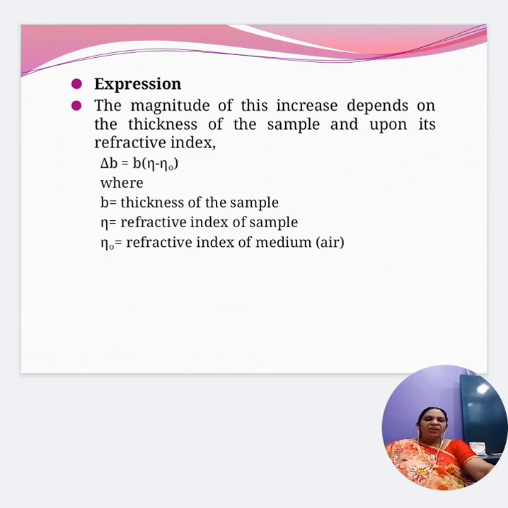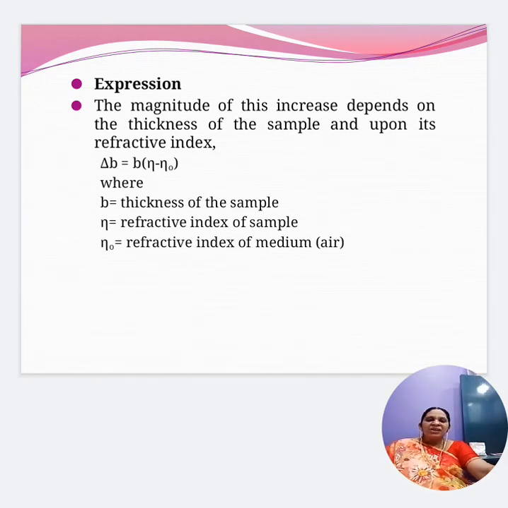When two beams of rays are made to impose at a point, before introducing the sample, they undergo constructive interference. After introducing the sample, because of the thickness of the material placed in the pathway, because of the refractive index and thickness of the sample, the velocity of the light beam is decreasing.